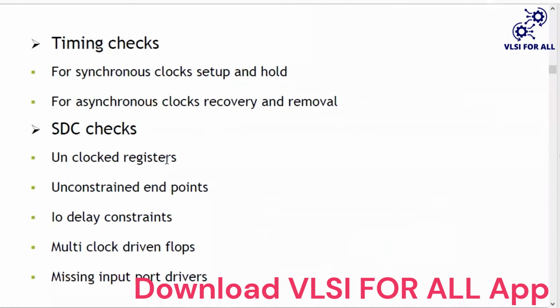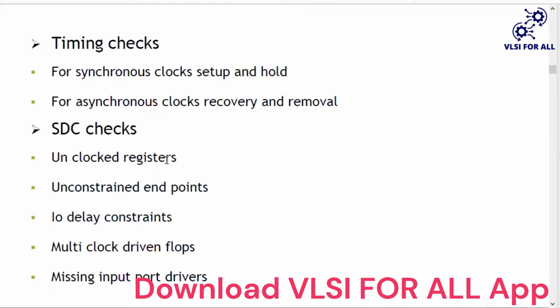Okay, SDC, standard design constraints check. It will check our design for clock registers. If the clock related registers are not connected, it will display how many clocks are not connected, and whether unconstrained endpoints are available or not. Next one is the input output delay constraint, multi-clock driven clocks.